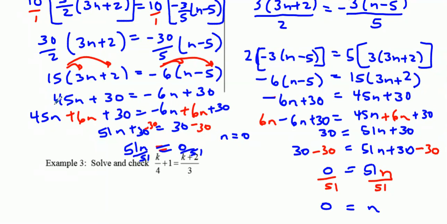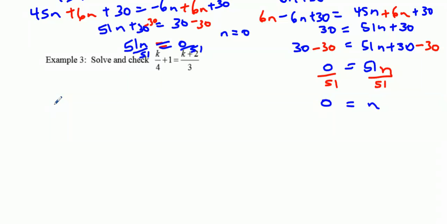Let's do one more example. And I think this one is very important. So let's just look at it really, and I'm just maybe going to go back and erase this. You can see it a little better, although you have your copy. Okay, so this is k over 4 plus 1, and this is k plus 2 over 3.